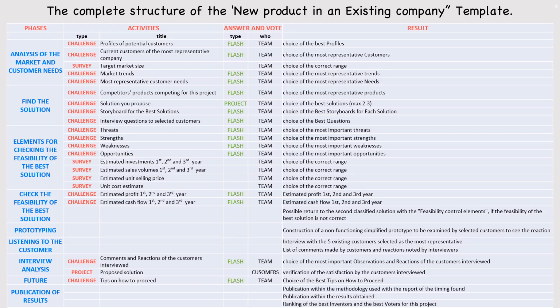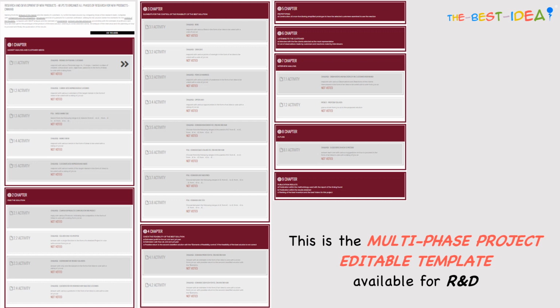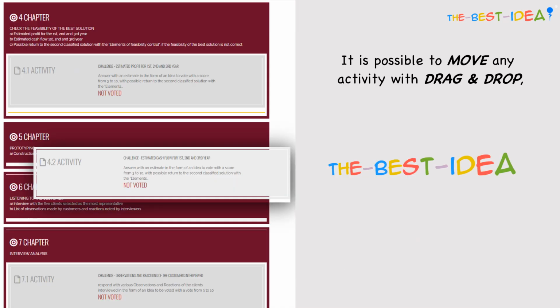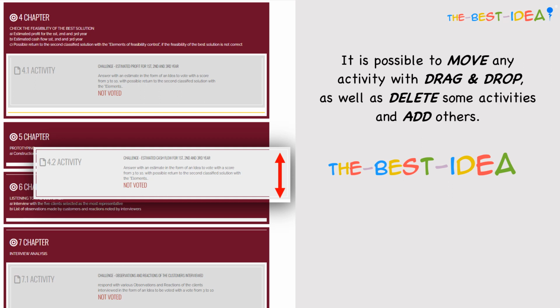The complete structure of the R&D process template is shown here, with the activities divided into phases. This is the multi-phase project editable template available for R&D. As you can see, there are many activities suggested for a full analysis, but some of these may not be necessary in the present case. It is possible to move any activity with drag and drop, as well as delete some activities and add others.